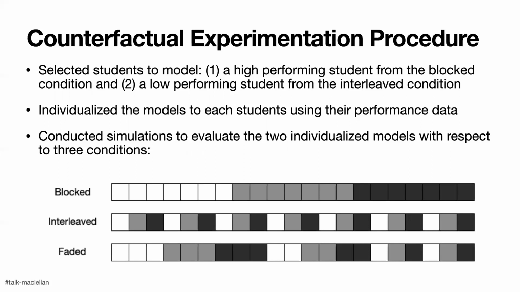And what we did was we individualized our models to fit each of these students. And then we conducted simulations to evaluate how well our models predict how well these 2 students would perform for these 3 different conditions. So we evaluated them on the blocked and the interleaved, which I mentioned before, but we also wanted to evaluate them on a faded instructional condition for which we don't have any human data, but just really to show this idea that we can test a novel intervention that we might not have any data for. So the faded condition combines blocked and interleaved together, and it starts off with small blocks that gradually fade to interleaved over the course of instruction.